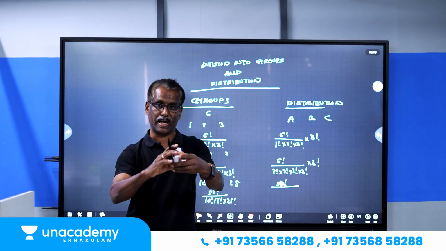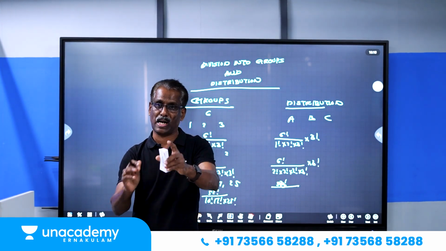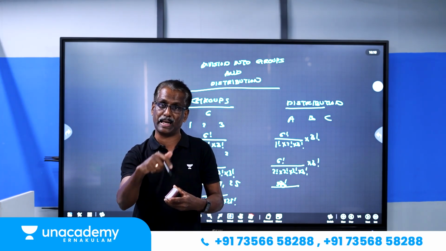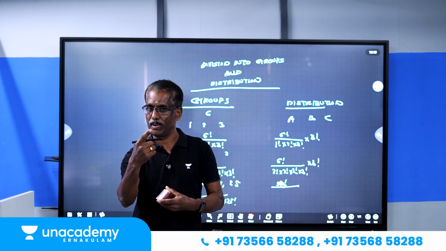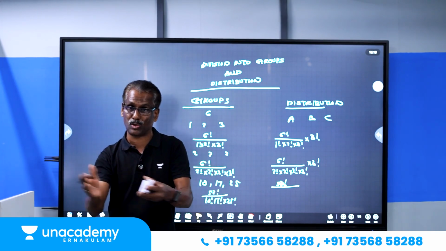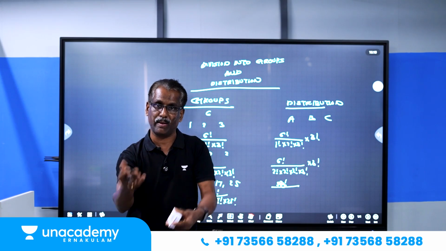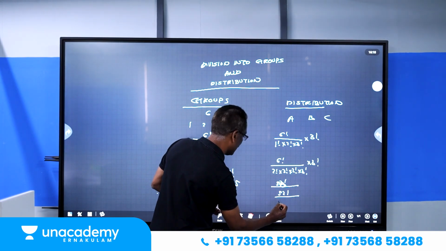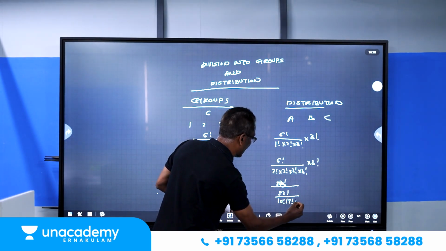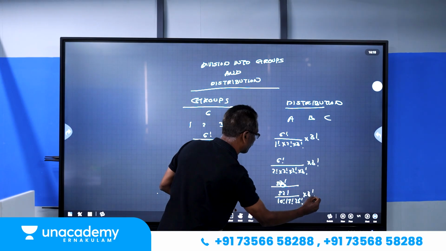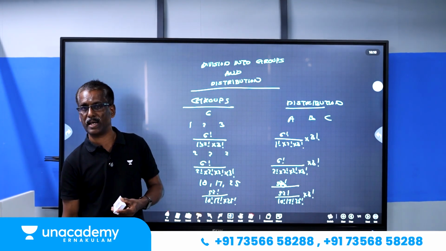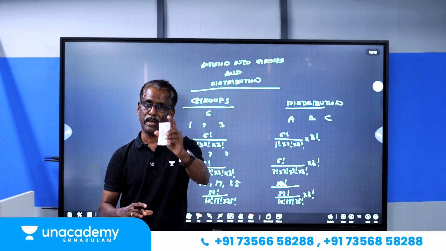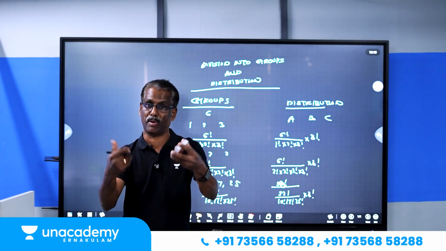In that way, I divided the 52 cards into 3 groups. Here the group strengths are unequal: 10, 17, 25. I am distributing these groups among 3 patients. In that case, what is the answer? 52 factorial divided by 10 factorial into 17 factorial into 25 factorial into 3 factorial. That is the answer. Next case, I am dividing these 52 cards into 4 equal groups.